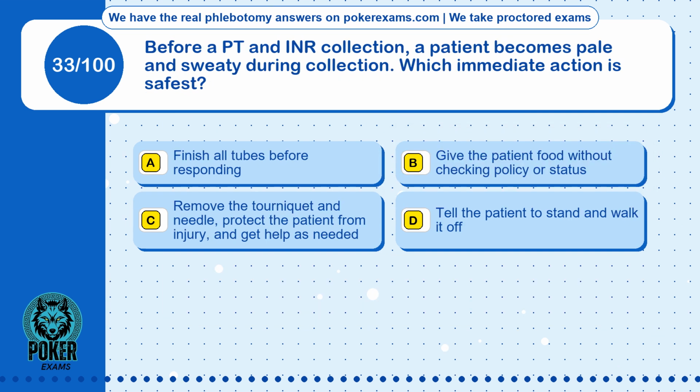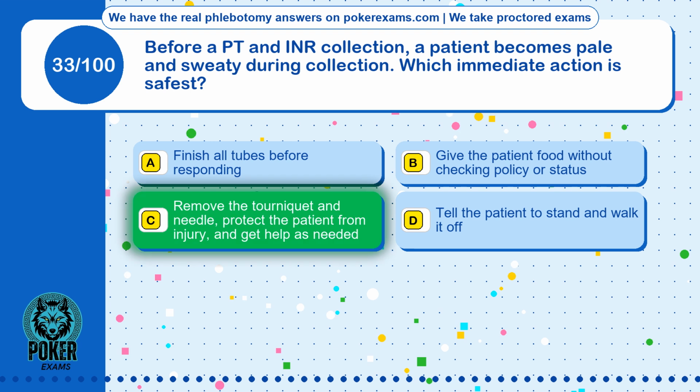Question 33. Before a patient and INR collection, a patient becomes pale and sweaty during collection. Which immediate action is safest? Option A. Finish all tubes before responding. Option B. Give the patient food without checking policy or status. Option C. Remove the tourniquet and needle, protect the patient from injury, and get help as needed. Option D. Tell the patient to stand and walk it off.